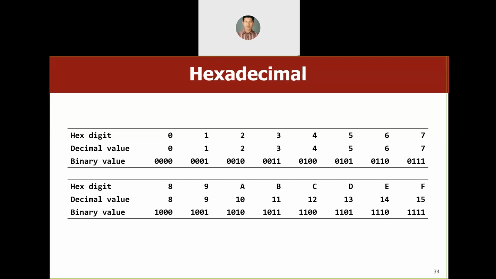How it matters? In the decimal system, the value of A is 10. Okay. Hex A is 10. A is 10. Okay. What about 10? How much is it in hexa, in decimal?